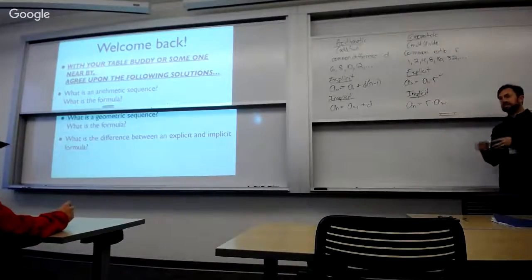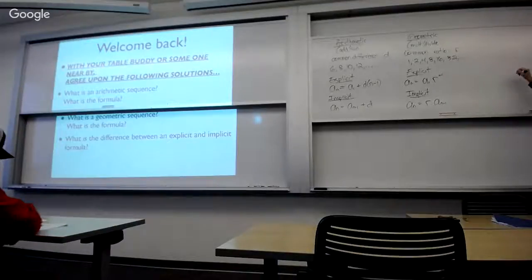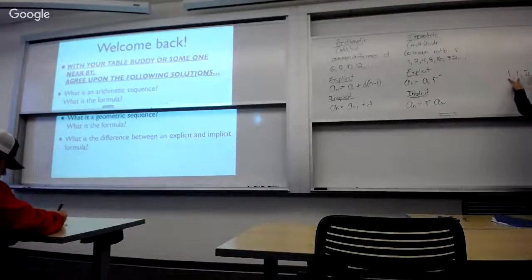Just as an example, last class we ended by talking about the Fibonacci sequence of rabbits and how rabbits multiply at a very rapid pace. I'm sure there are other animals that multiply at a rapid pace. But the Fibonacci sequence was 1, 1, and then you add the two previous terms. So 1 and 1 is 2, 1 and 2 is 3, 2 and 3 is 5, 3 and 5 is 8, and so on.